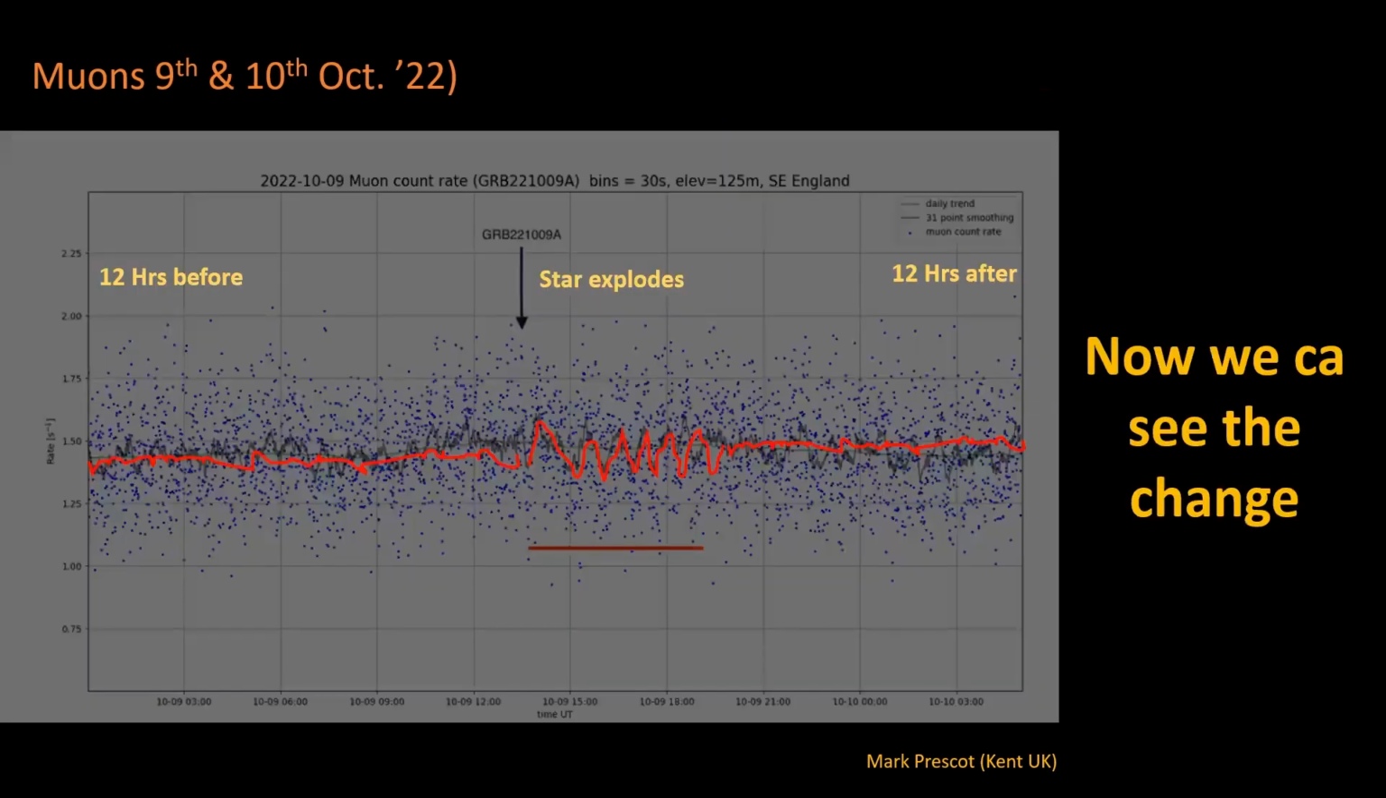Okay? Now look, this is 12 hours before the star explodes, and that's 12 hours after. You said it was 2 to 3 days. Yeah, I forgot. But we can see when the star explodes, by processing the data, a different pattern of our muon count. So now we can see the change.